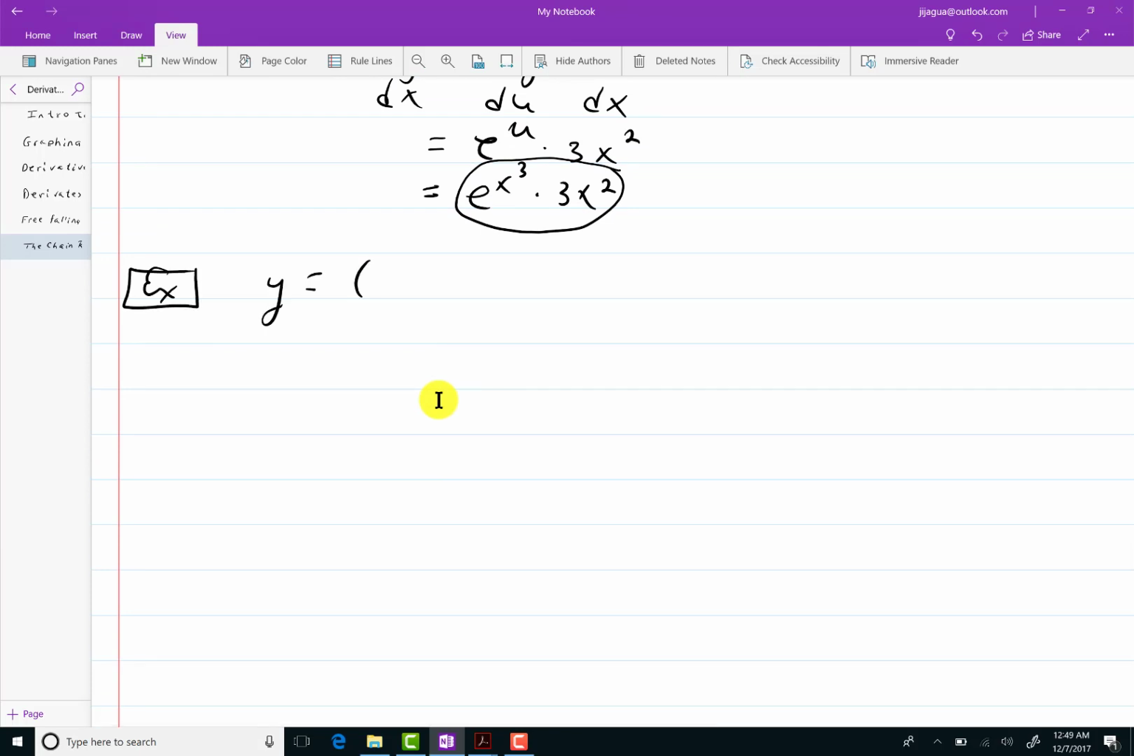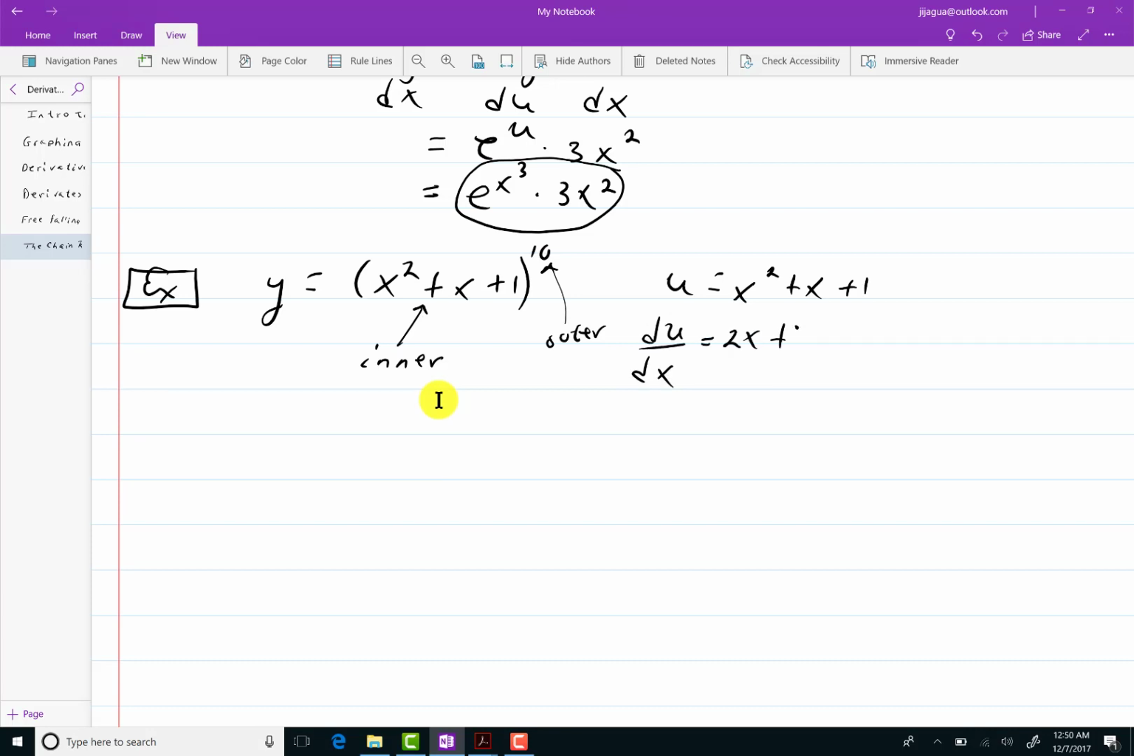How about y equals x squared plus x plus 1 to the 10th power? Well, it's easy to tell what's inside and what's on the outside here. The inside is the x squared plus x plus 1, it's the inner. And raising to the 10th power is the outer. So u, my inner function, is x squared plus x plus 1. And then du over dx equals 2x plus 1. y equals u to the 10th. dy over du equals 10u to the 9th.